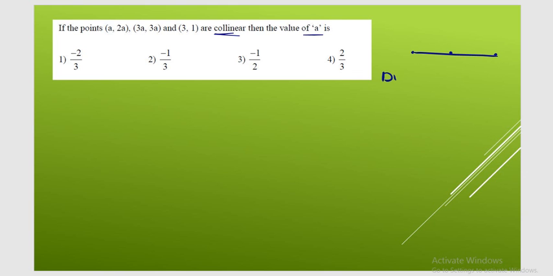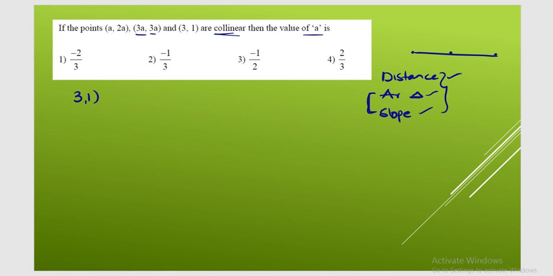Now to solve this, we have 3 methods. The first is the distance method. The second one is the area of triangle method. The third method is the slope method. So using these 3 methods, we can find the unknown value a, right? Now this distance method is somewhat lengthier, and you can directly use the area of triangle or slope method. Now we are going to solve this by these 2 methods. First we are going to consider the area method.